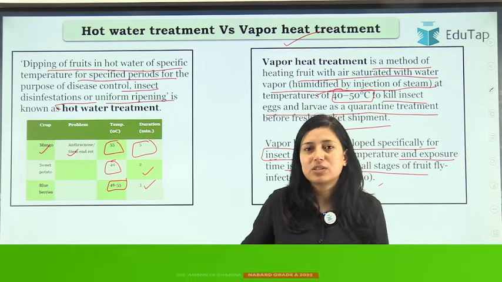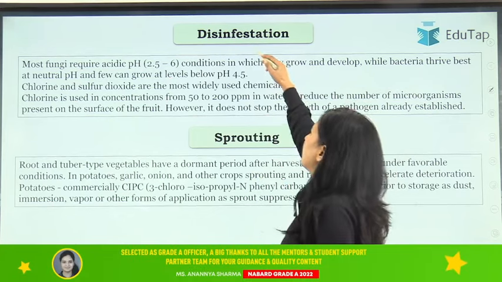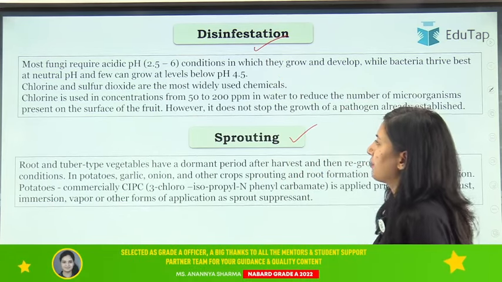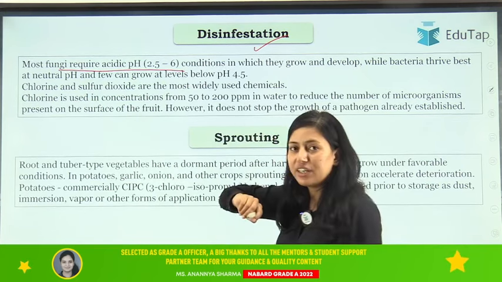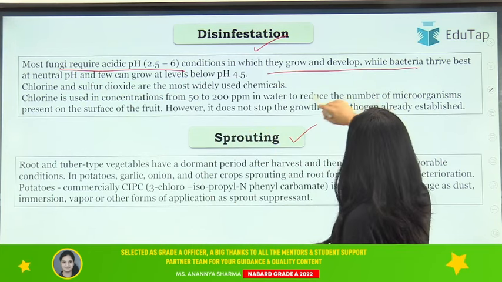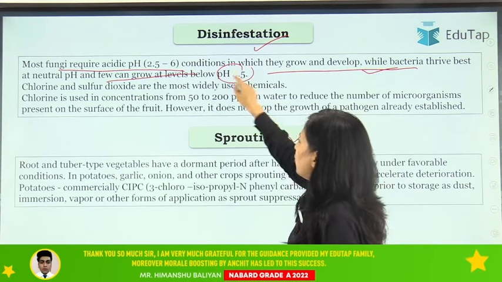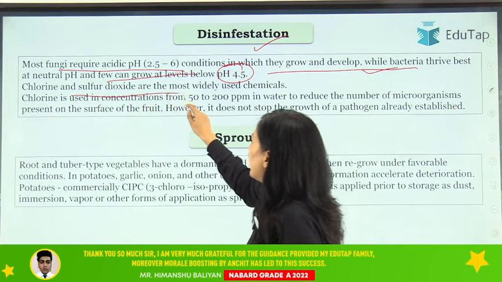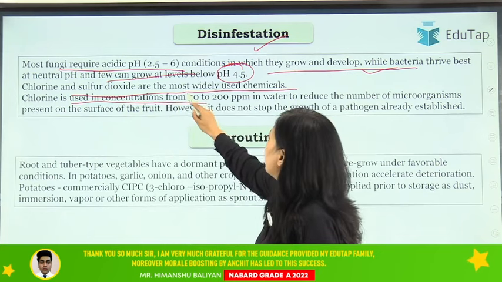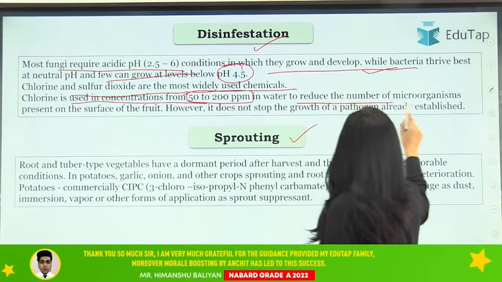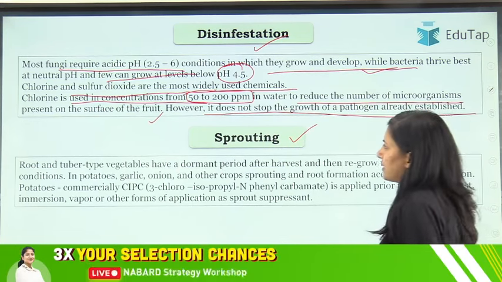So this was about the hot water treatment and vapor heat treatment. Now let us discuss disinfestation and sprouting. Now, what is disinfestation? Basically, most fungi require acidic conditions to grow and develop, while bacteria thrive in neutral pH, and a few can grow at a pH of 4.5. Chlorine and sulfur dioxide are the most widely used chemicals for disinfection, and chlorine is used in concentrations from 50 to 200 ppm in water to reduce the number of microorganisms present on the surface of fruit. However, it does not stop the growth of pathogens already established.